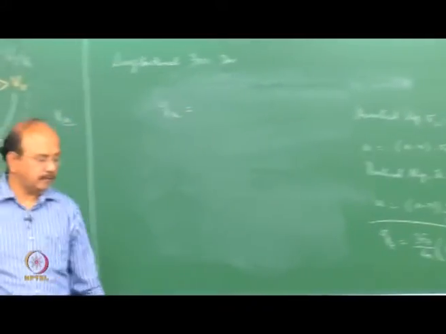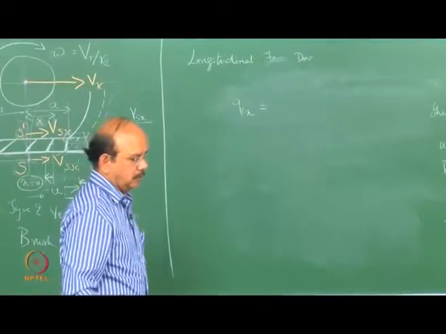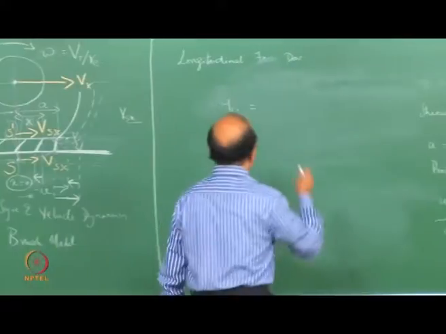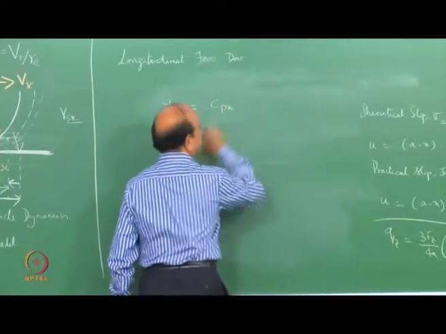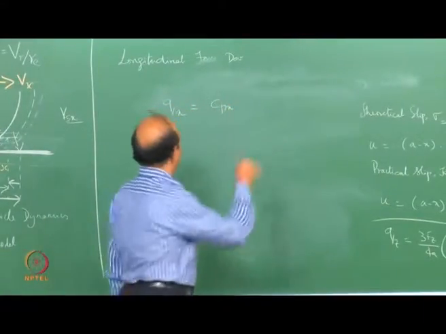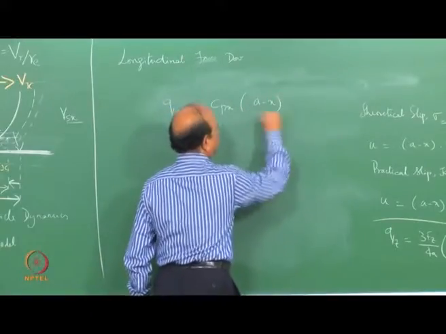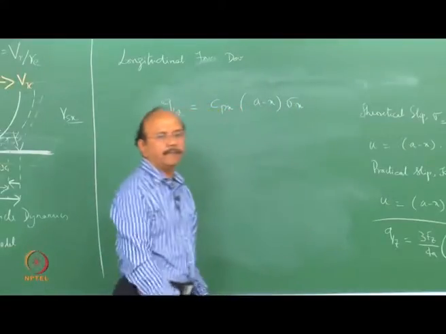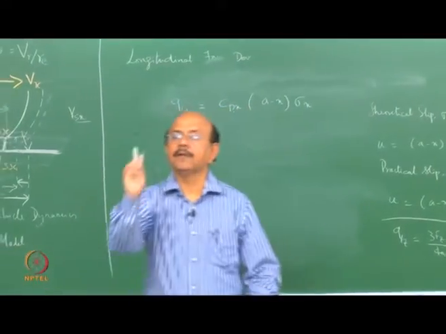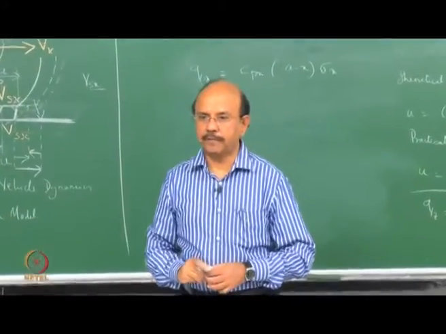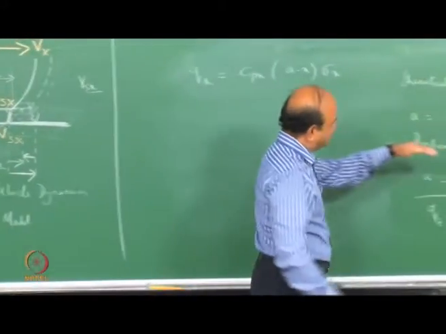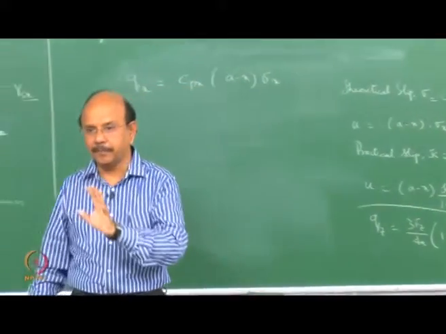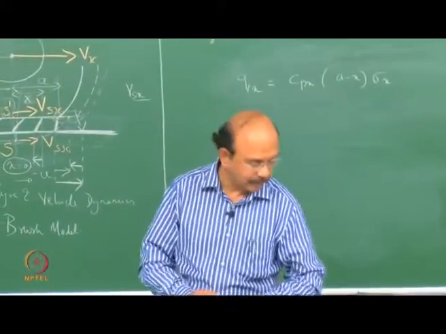What's the way we write it? Qx is what? I know the deformation multiplied by the stiffness Cpx, into a minus x into sigma x, or kappa by 1 plus kappa. So the point which I was trying to say is that this is what we define as slip. That's why you have to be careful when you use the word slip in tire mechanics, right? Okay.